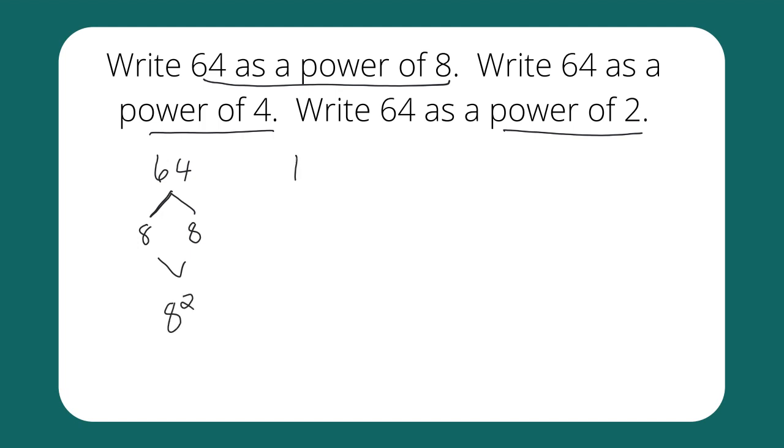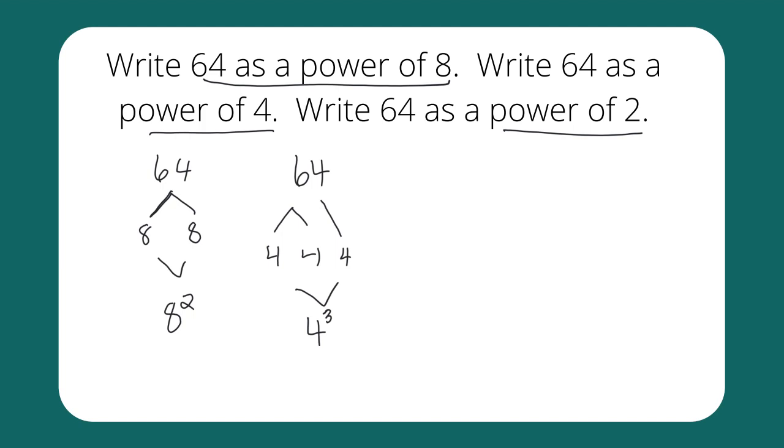But this time we want to write it with a base of 4. So we need to think, how many times would we multiply 4 by itself in order to get 64? Well, 4 times 4 is 16, and 16 times 4 is 64. So we would have the exponent 4 to the third power because we had to multiply 4 times itself 3 times in order to get 64.